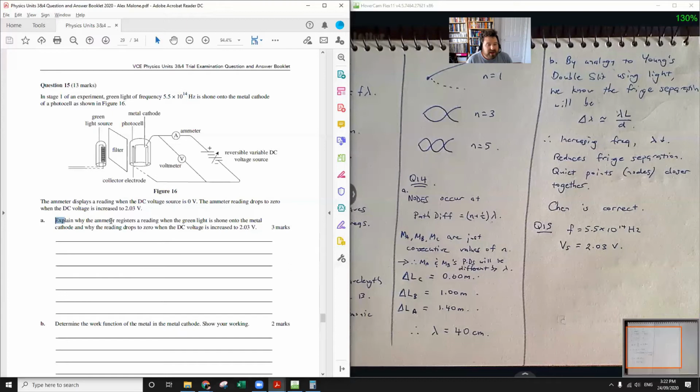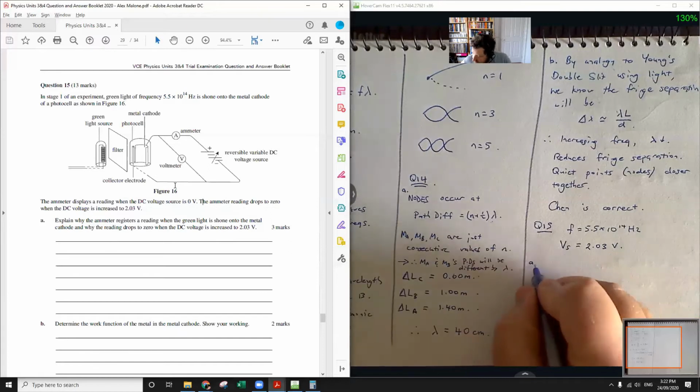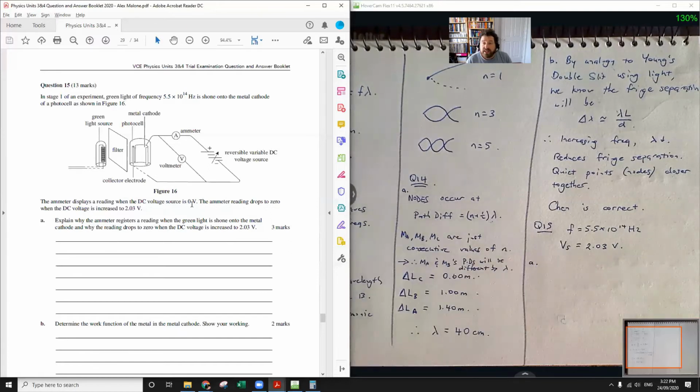Explain why the ammeter registers a reading when the green light is shone onto the metal cathode, and why the reading drops to 0 when the DC voltage is increased to 2.03 volts. Okay, so there's two things to explain here. Why do we get current when we shine green light on the metal? And then why does it drop to 0 when the DC voltage is 2.03? And it's only worth 3 marks. So we don't want to say everything we know about the photoelectric effect here. We just want to say, why do we get a current? And why does it drop to 0? So let's answer those separately.